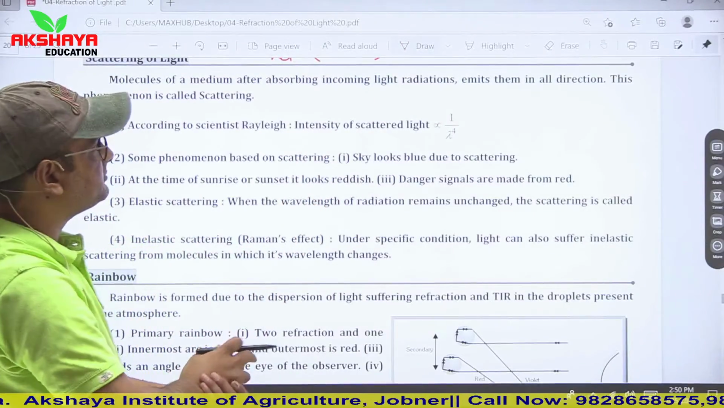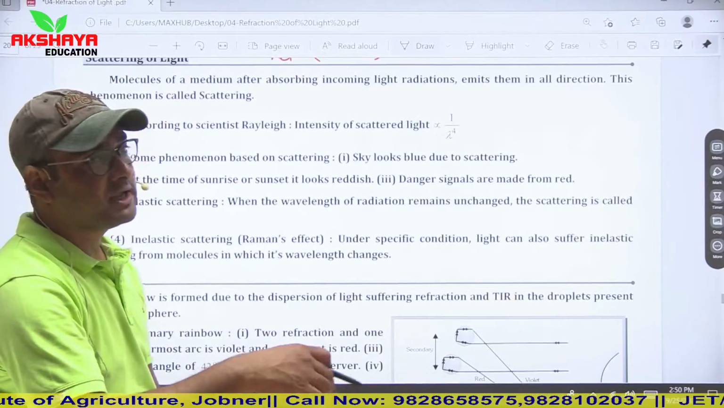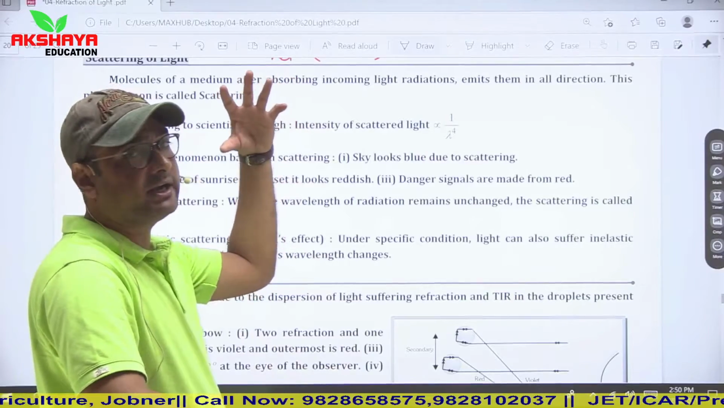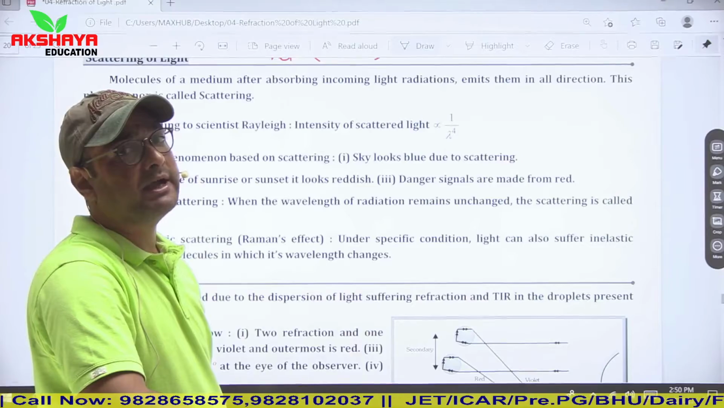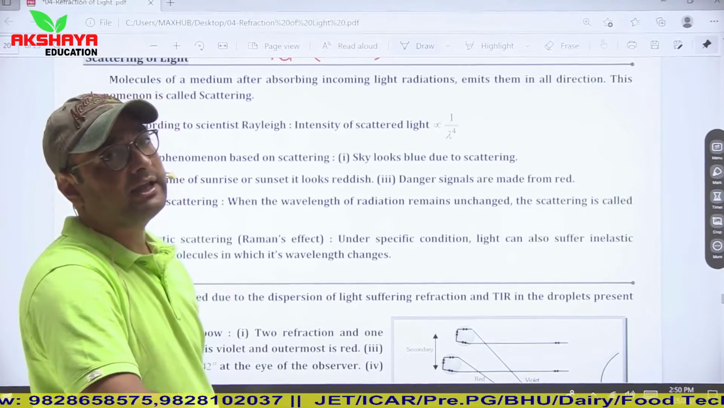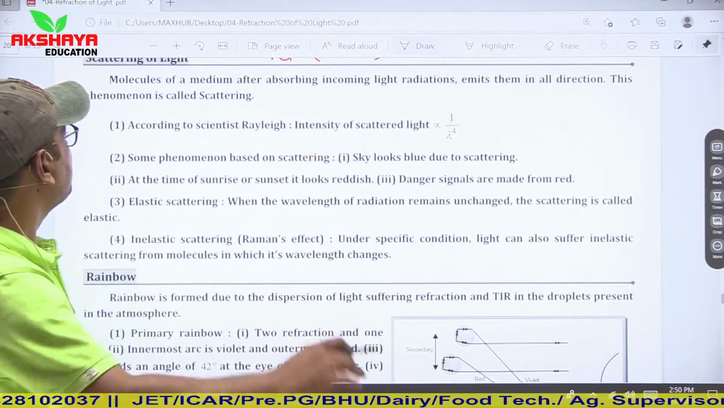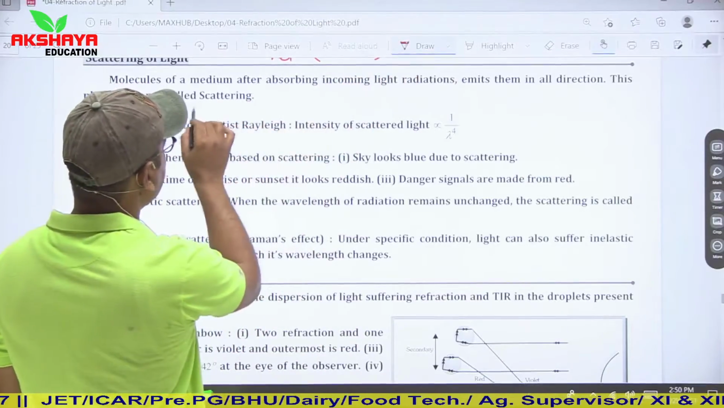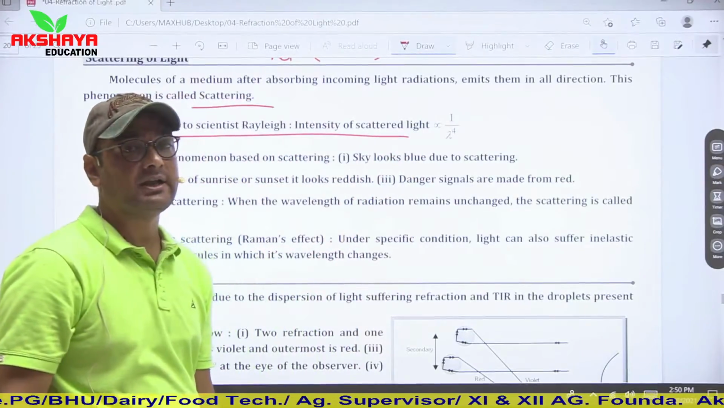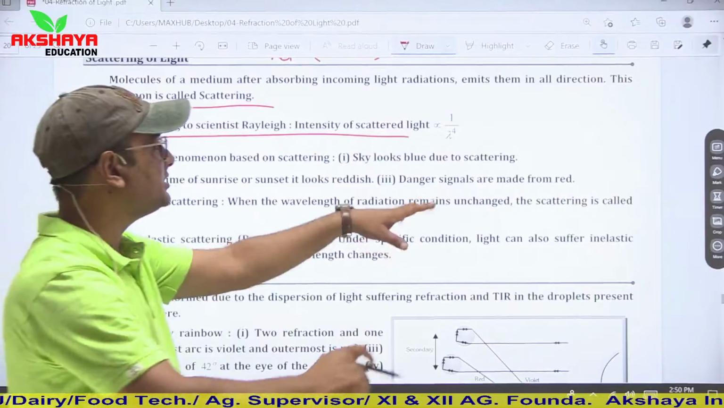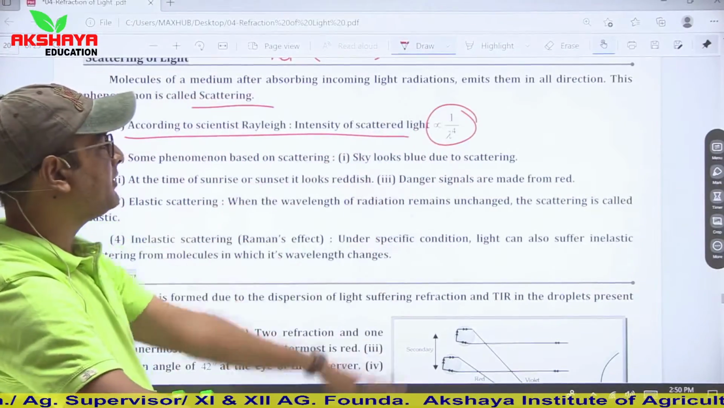Now see scattering of light. Molecules of a medium absorb incoming light radiations. So when a light ray travels through any medium, it can be absorbed by the particles of that medium, and they emit new light. This concept is known as scattering. According to the scientist Rayleigh, the intensity of scattered light is reciprocal to lambda to the power 4, meaning it depends on the fourth power of the wavelength.